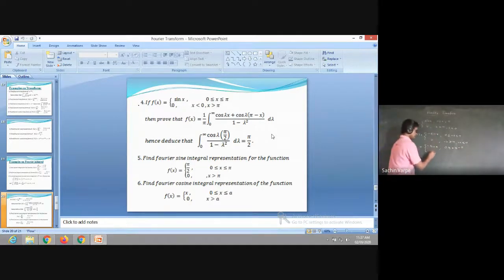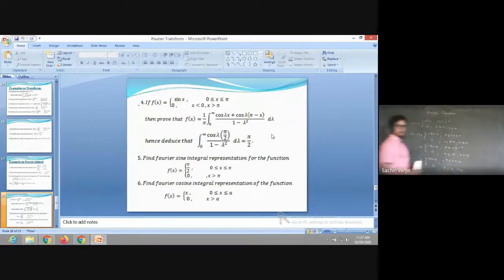Here also I am multiplying by minus 1 to this inequality. So x is less than minus pi and x is greater than 0. Now check these intervals. I'm rewriting again: that is minus sine x when minus pi is less than x is less than 0, and 0 when x is less than minus pi and x is greater than 0.